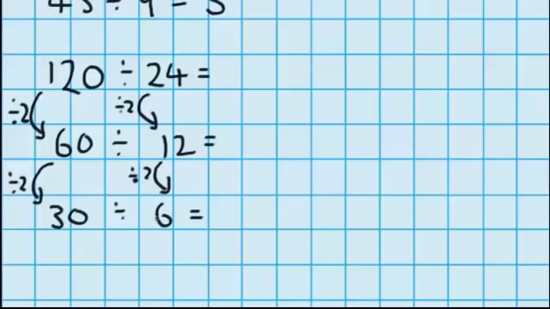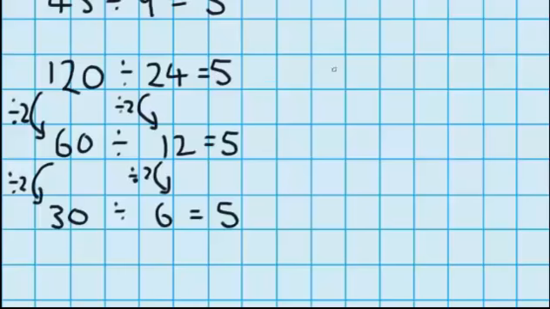30 people shared between 6 tables means I'm going to get 5 people around each one, which means if I had 60 people around 12 tables, it would also be 5 at each table, which means if I had 120 people shared around 24 tables, there would also be 5 people around each table.